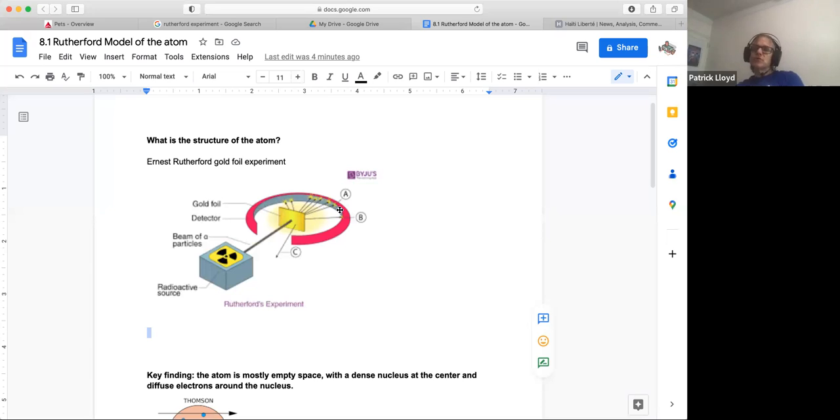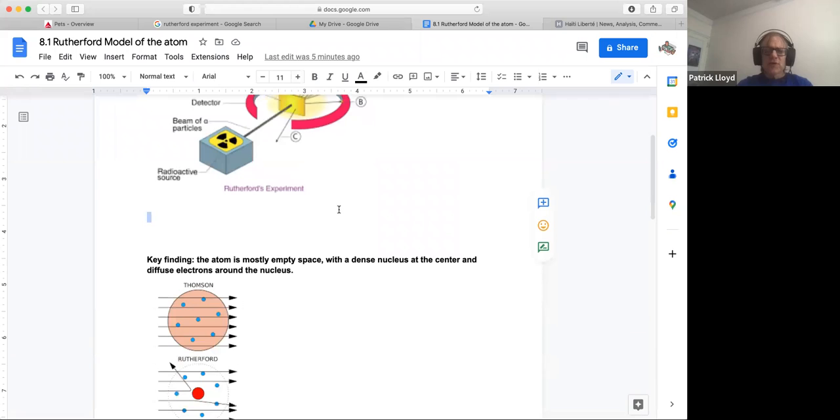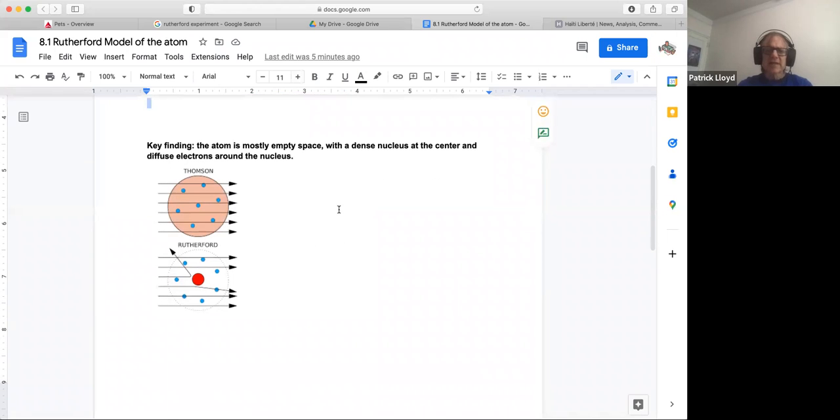So their conclusion from that, and it's our conclusion today, is that the atom itself is mostly space. These gold atoms are mostly empty space, but every once in a while, one of those alpha particles would hit something so hard that it would make the alpha particle bounce back in the opposite direction. And so here are two ways to think about this. These were the two competing theories of the structure of the atom at the time.